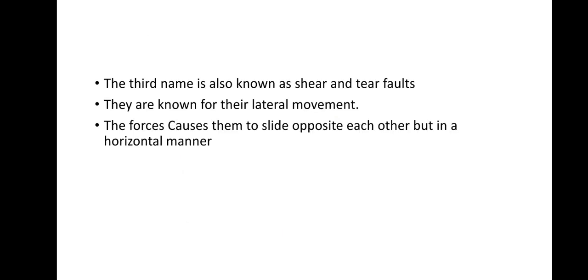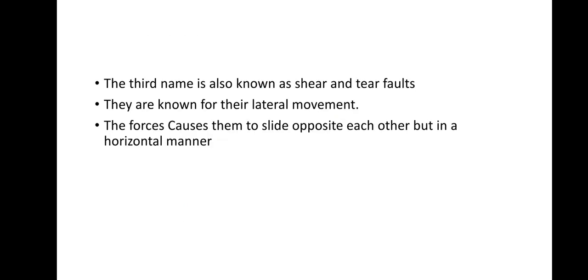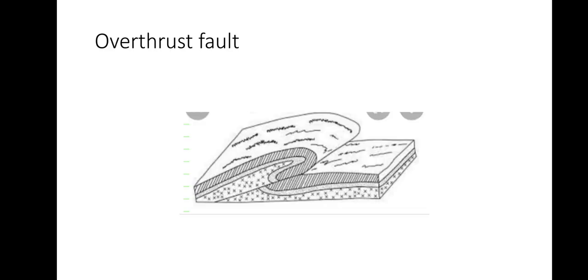It has three names: the transcurrent fault, the strike slip, and the shear or tear fault. They are mainly known for their lateral movement. The forces cause it to move in a horizontal manner. That is the main concept we have to understand when we talk about the transcurrent, shear, or strike slip fault.